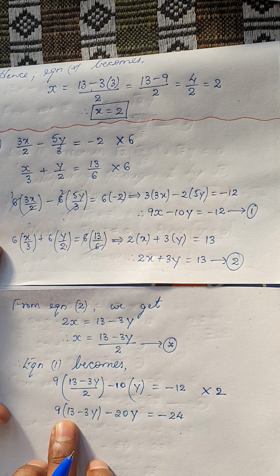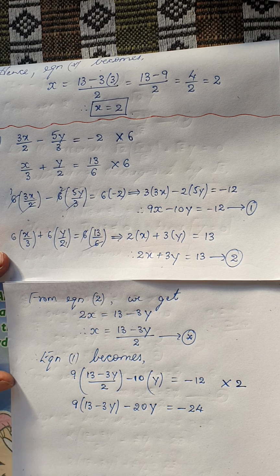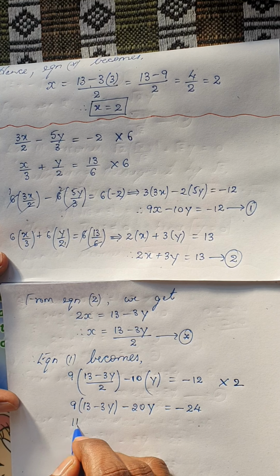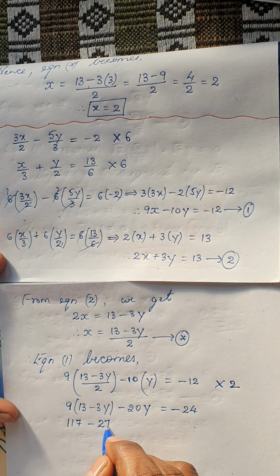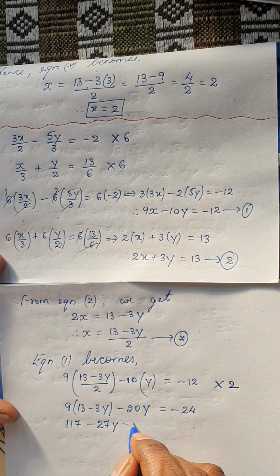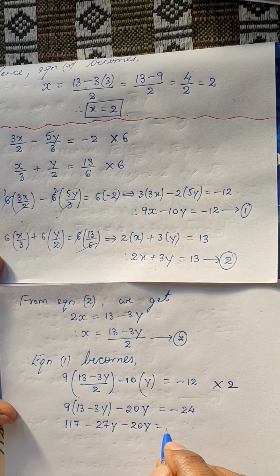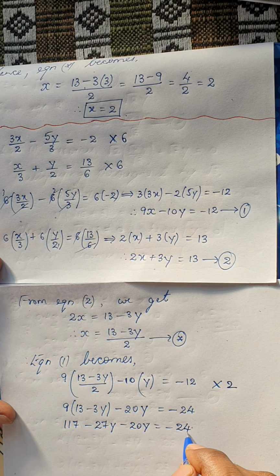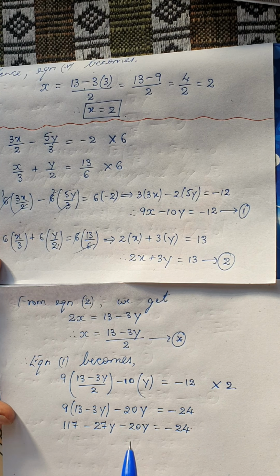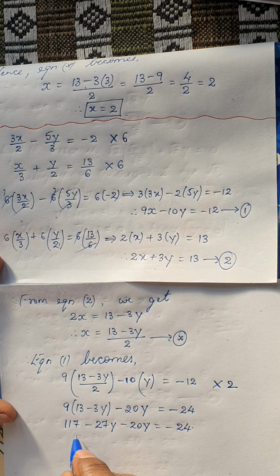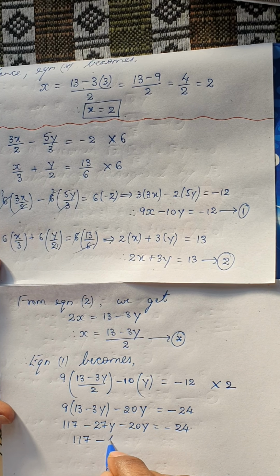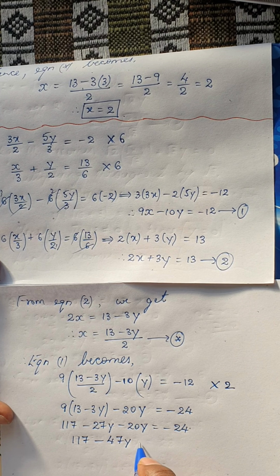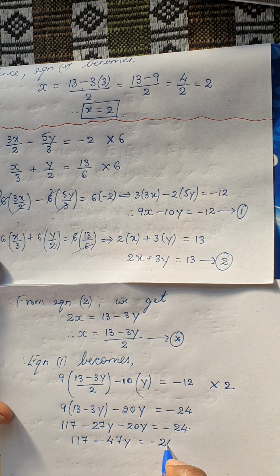Now multiply 9 to the terms here. Now what is 13 nines are? So 13 nines are would be 117. So 117 minus what is 9 threes are? 9 threes are 27y minus 20y is nothing but minus 24. Now see what happens. So 117 minus 27 minus 20 becomes minus 47y is nothing but minus 24.